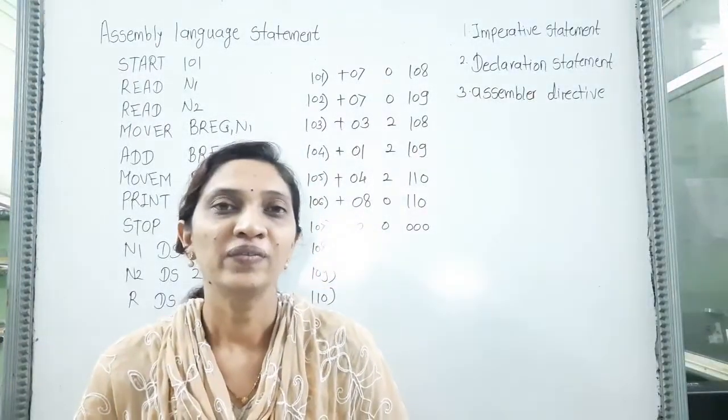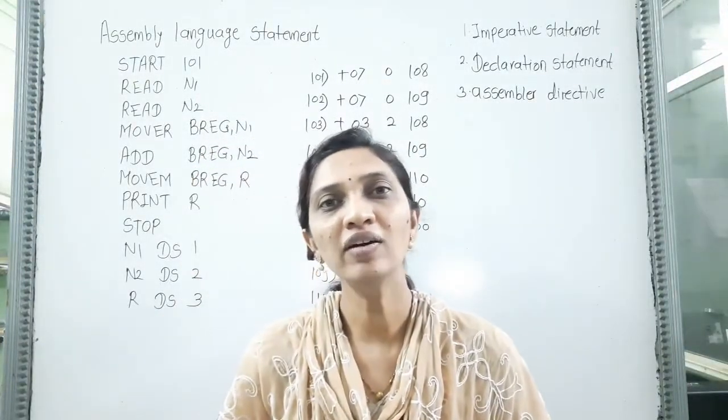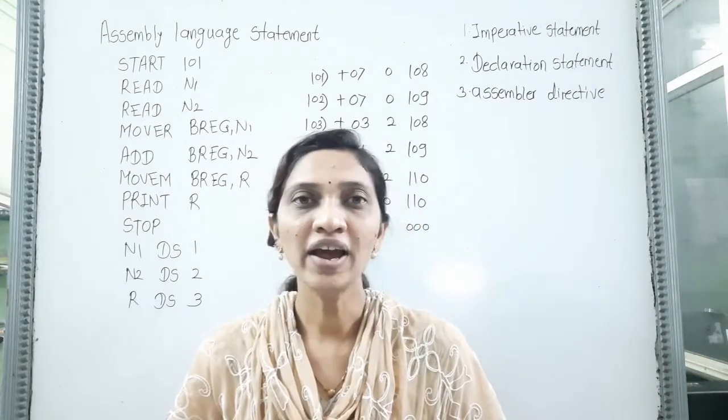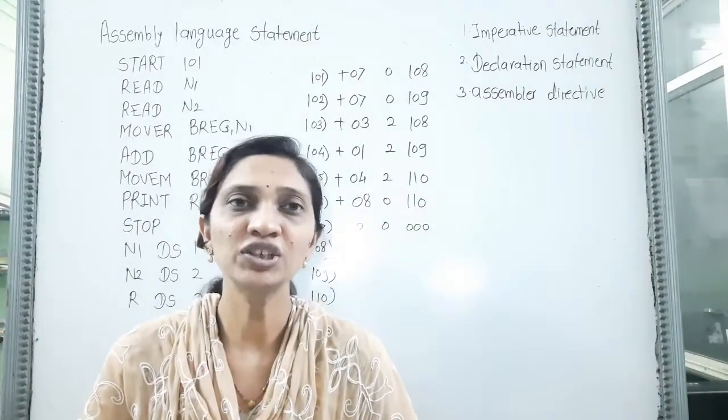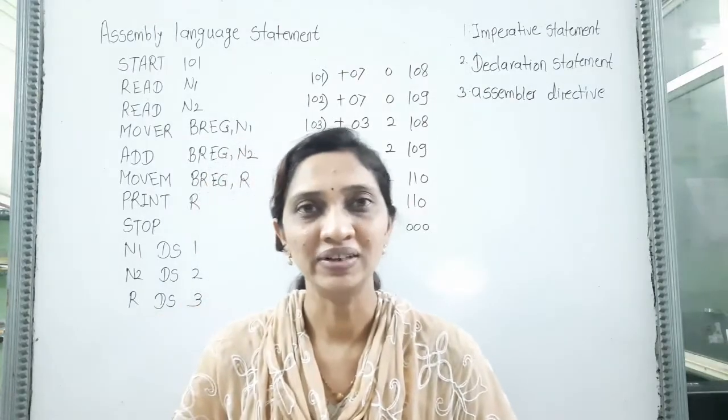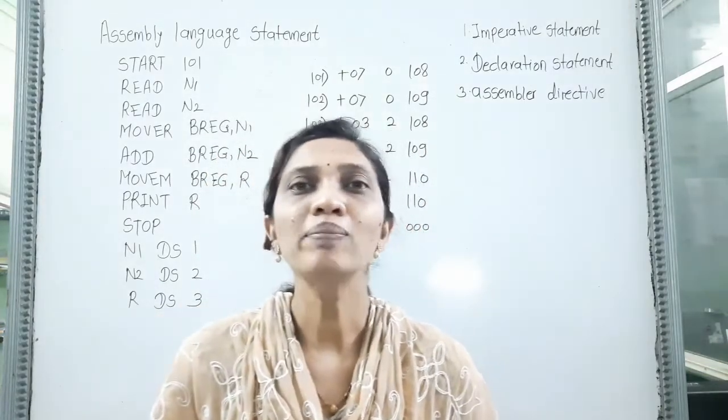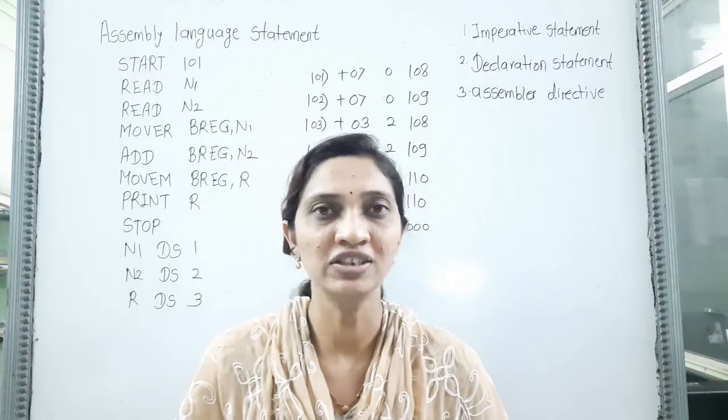In the last lecture, we learned how to write a machine language program. For that, we learned the instruction format of machine language. The instruction format of machine language contains 6 digits.